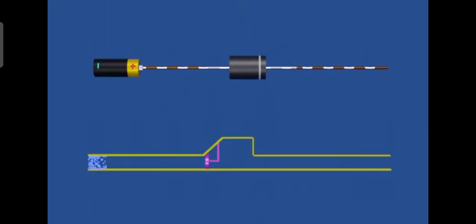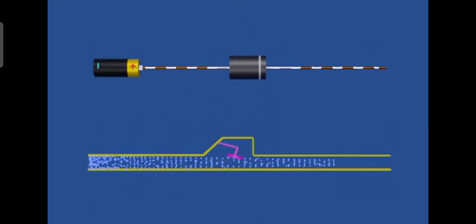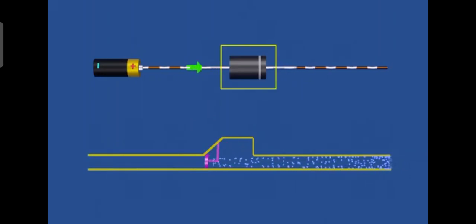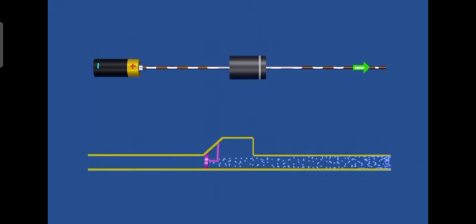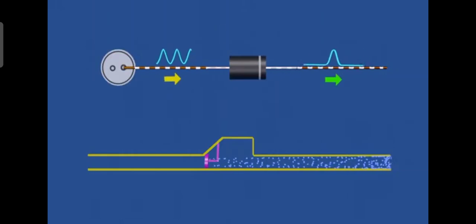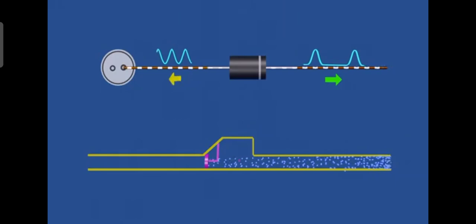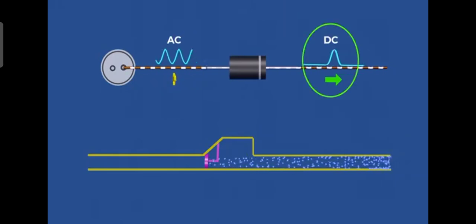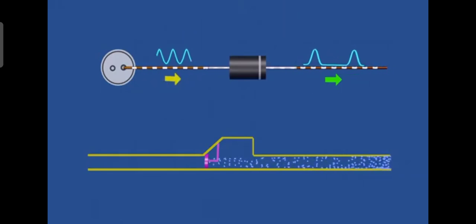A diode can be compared to a check valve in a plumbing system. Just as a check valve allows water flow in only one direction and prevents backflow, a diode allows electric current to flow in only one direction and blocks it in the other. This unidirectional property is crucial for converting AC to DC and various other electronic applications.